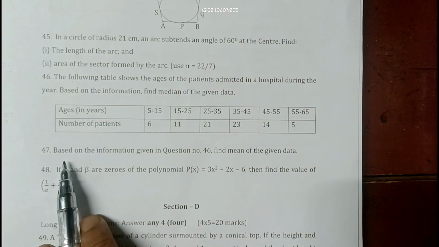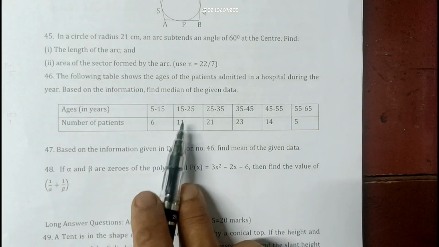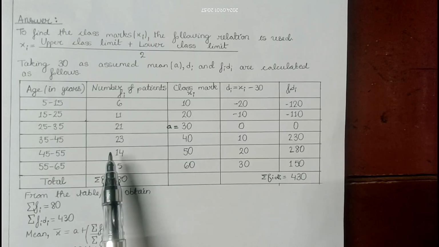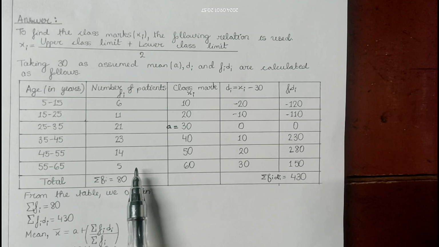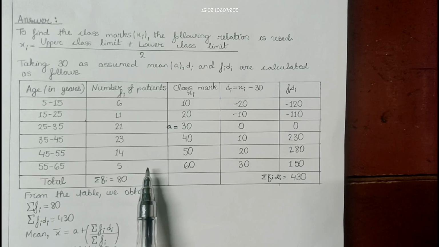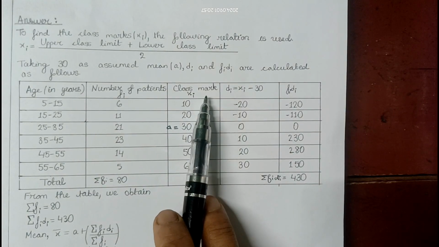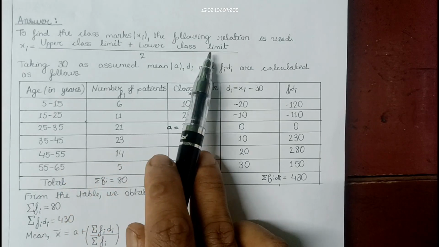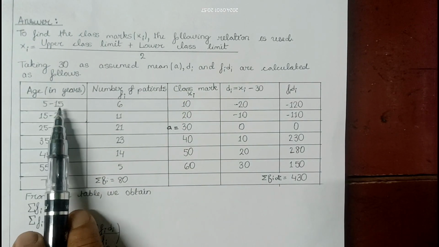Now question number 47. Based on the information given in question number 46, that means we have to see this table, we have to find the mean of the given data. In this question, age in years and number of patients are given. We have to find the mean, and here I am using the assumed mean method or deviation method. Now since these two are given, we have to find the class mark. To find the class mark, the formula is upper class limit plus lower class limit divided by 2. To find this class mark, we have to add 5 and 15.